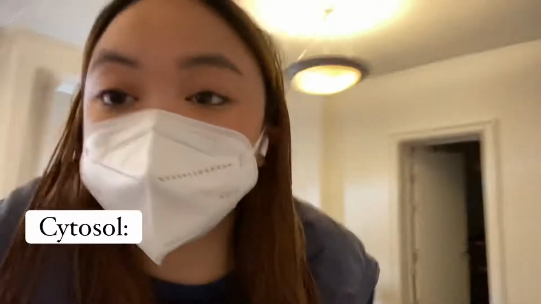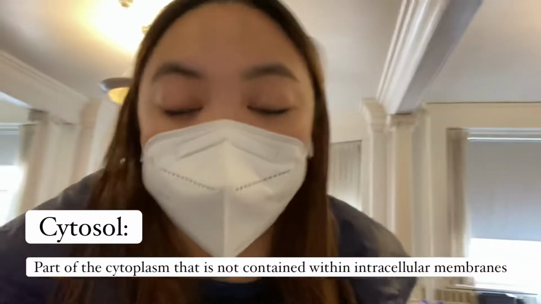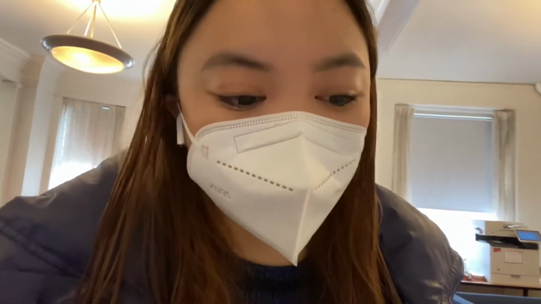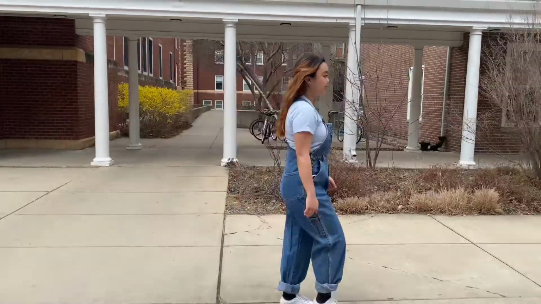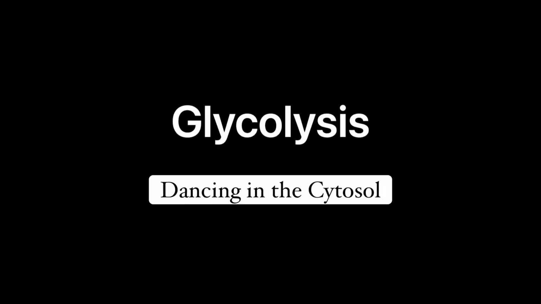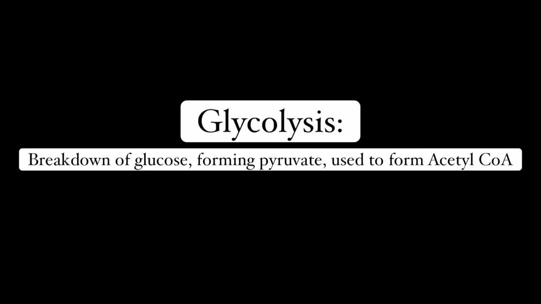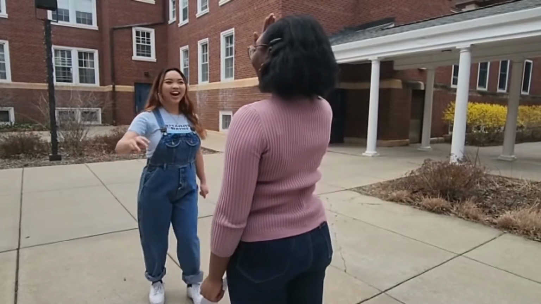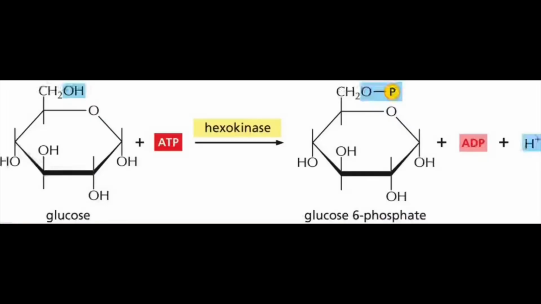Now that I'm ready, I'm going to go to the cytosol, where I hope the breakdown begins. See you outside. And by breakdown, I mean dance breakdown. There are 10 steps of glycolysis, and for each step, I do one dance move. And in each step, there's an enzyme that catalyzes the process.